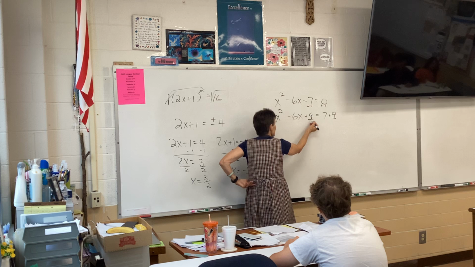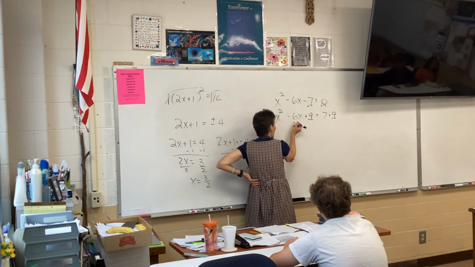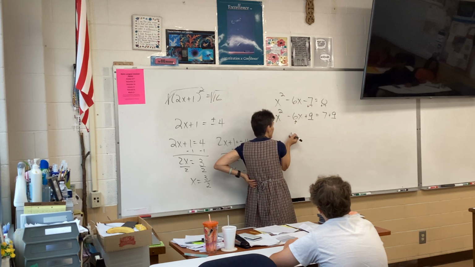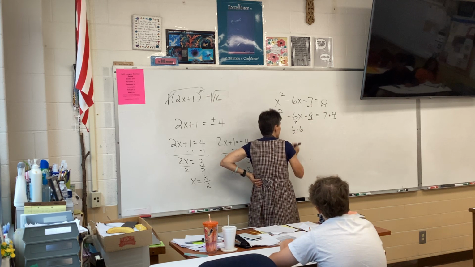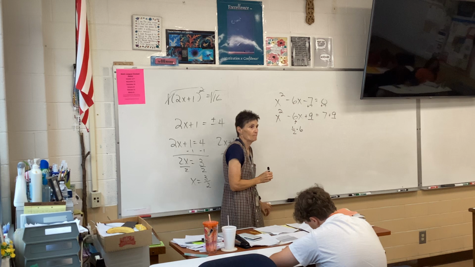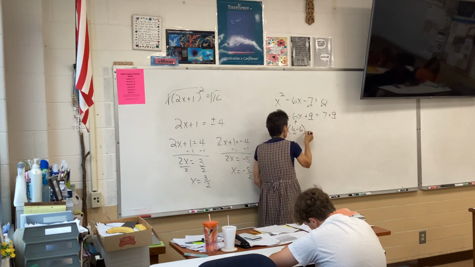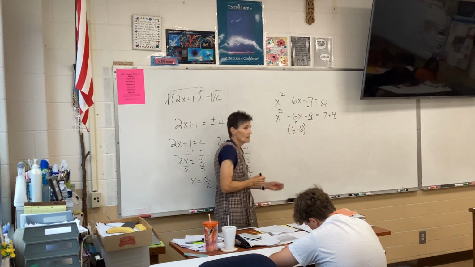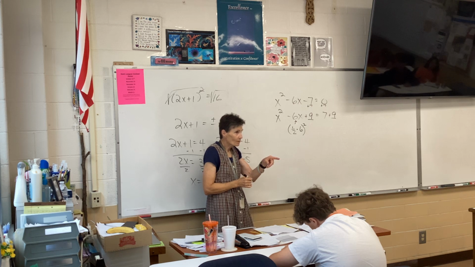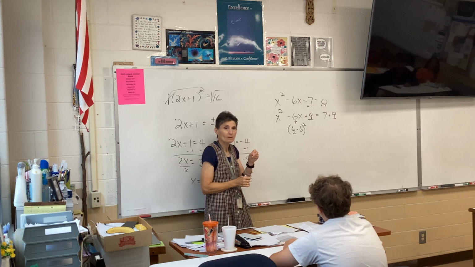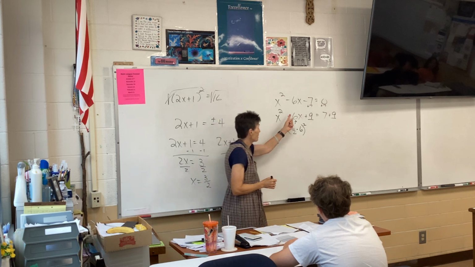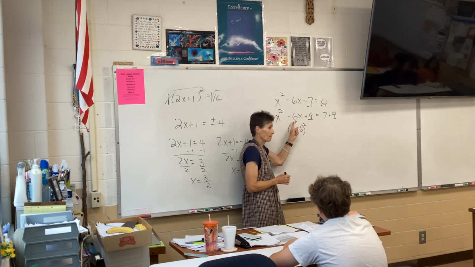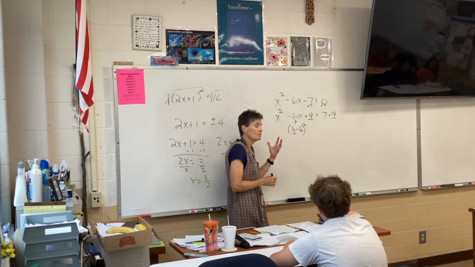Well, to get your new number, take half of this one. So take half of that number. So what's half of 6? 3. And then square it. So have you done this before? Okay. Take half of that number and square it. Divide by 2 and square it. And it's this number, the x number. Okay? Now, why did we do that?